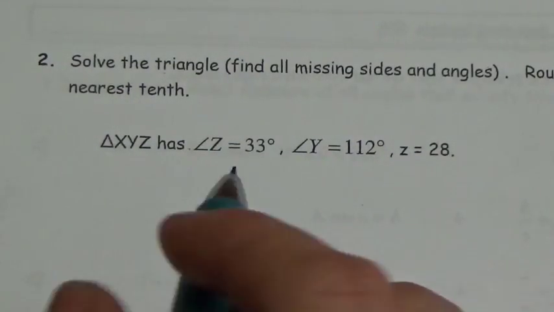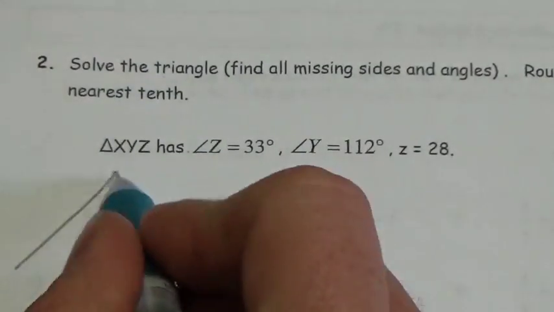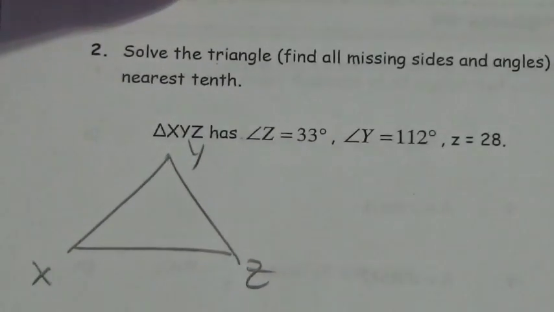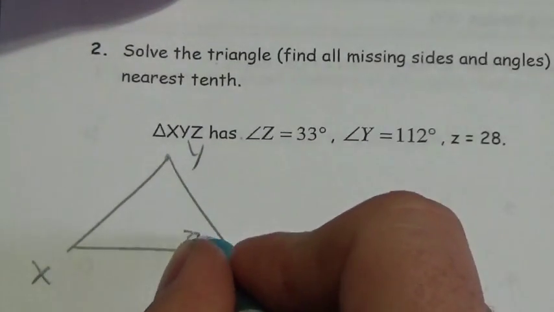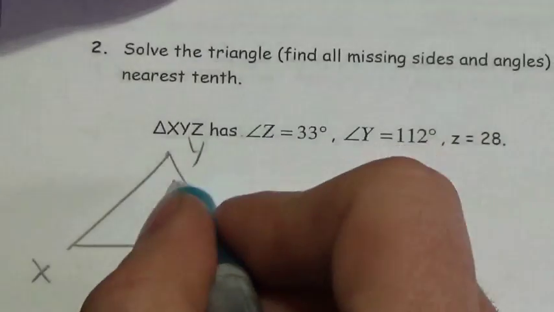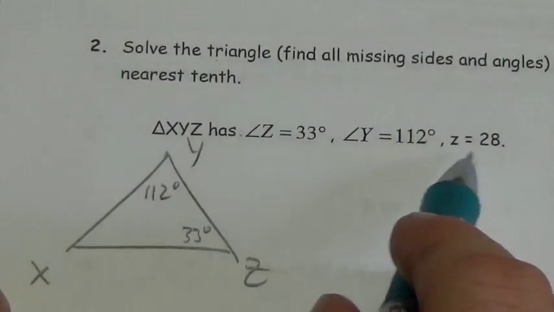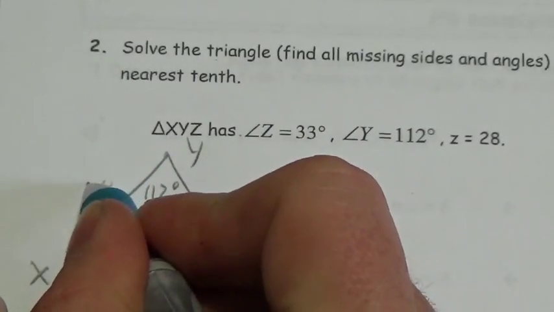Okay. So we're going to take a look at triangle XYZ. So let's just draw this out. XYZ. Okay. We know that Z is 33 degrees. Angle Y is 112 degrees. Now I didn't really write that to scale, but whatever. And then side Z is going to be 28.